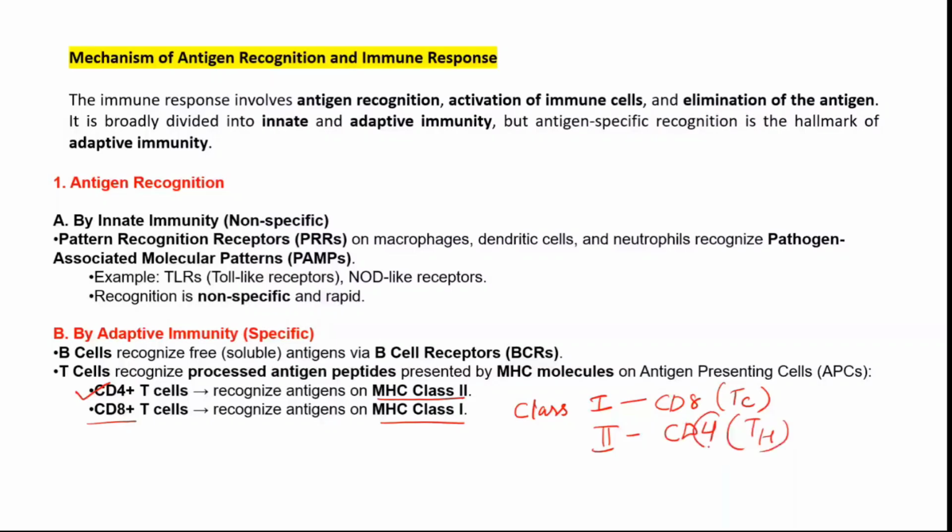You can remember it with the 4. H looks like an A, and if this is removed, it looks like a 4. So this is the way you can remember: TH means CD4, TC means CD8.